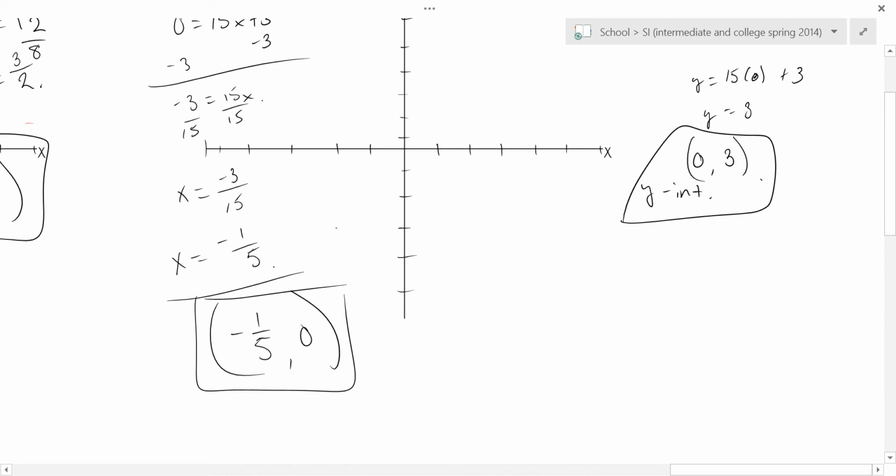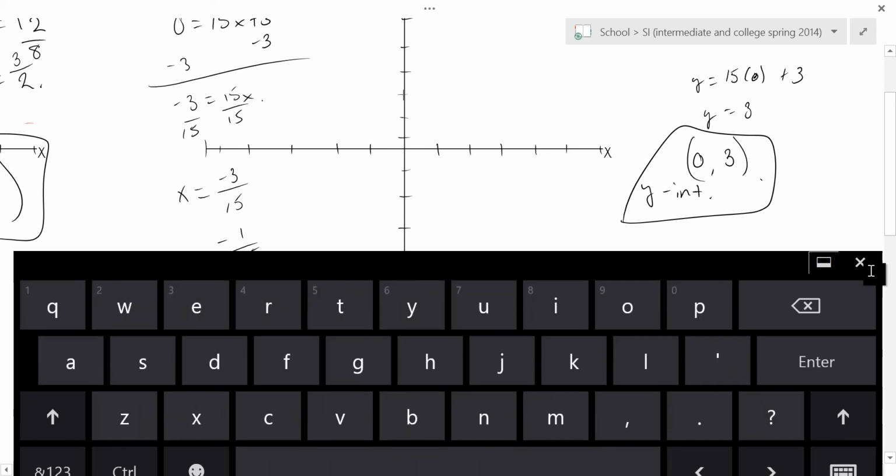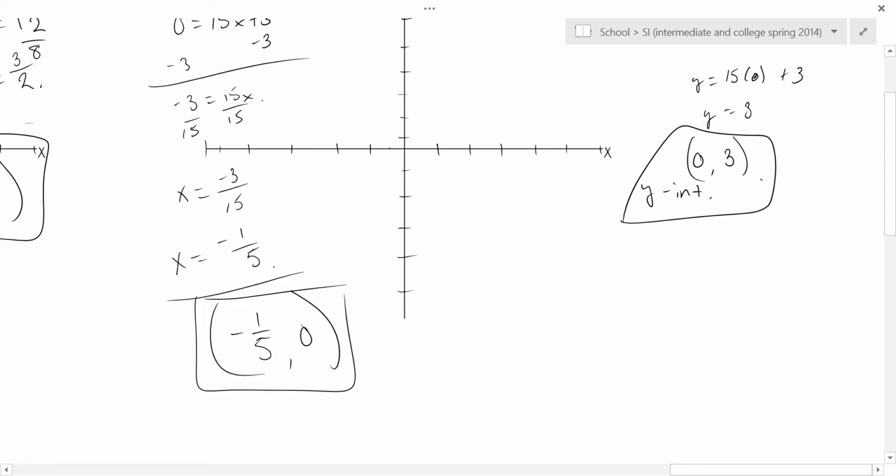Now let's go ahead and graph it. So my y-intercept is 0, 3. So 0, 3, okay, and negative 1/5, 0. So let's, oops, did not mean to do that. Negative 1/5, about there, 0. Okay. Where'd my other dot go? 0, 3. It went away.